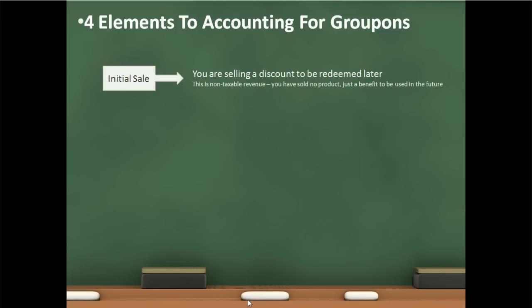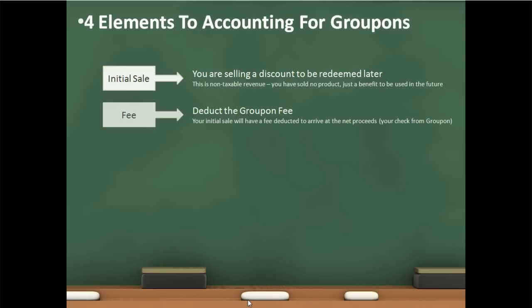What happens? We go out there, we sell the Groupons, Groupon collects the proceeds, Groupon takes their fee, they deduct that fee from the proceeds and send us a check for the difference. This is non-taxable revenue. I've sold no product. All I've done is I've sold customers or potential customers a benefit that they can use in the future, which is that they can come in and redeem that Groupon in order to get a discount on their purchase.